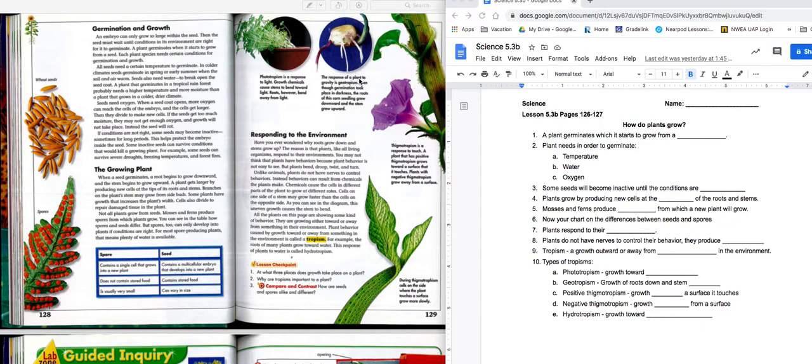The response of a plant to gravity is called geotropism. Even though germination took place in darkness, the roots of this corn seedling grew downward and the stem grew upward. Okay, so buried inside the ground, we grow toward gravity. Gravity pulls roots down and stems grow against gravity.